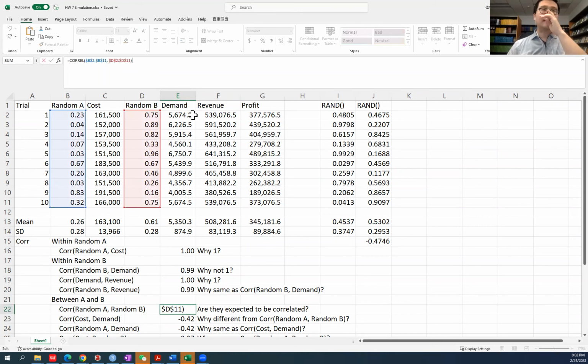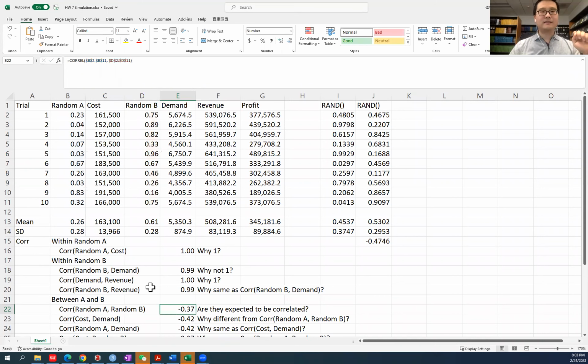So my thinking is that since random A and random B represent the cumulative probability about the cost and demand, if we have higher cost, it means we produce more products, right? Then we should also do that when the demand is high. So we should somehow expect the cost and the demand to be positively correlated. Instead, in this case, the random cumulative probabilities are negatively correlated.